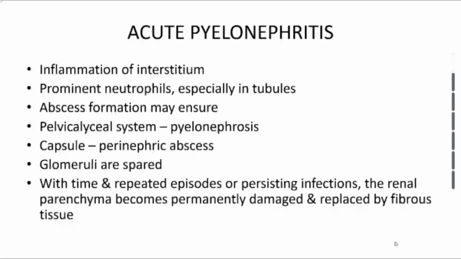But mostly in infection, you find that the glomeruli are usually spared, that is, mostly they are not affected by the infection. But with time and repeated episodes or persisting infection, the renal parenchyma becomes permanently damaged and is replaced by fibrous tissue. If the infection is not controlled or treated appropriately and promptly, then eventually you end up affecting the entire kidney. Even the glomeruli will be affected if treatment is not done and there is repeated infection of the kidneys.